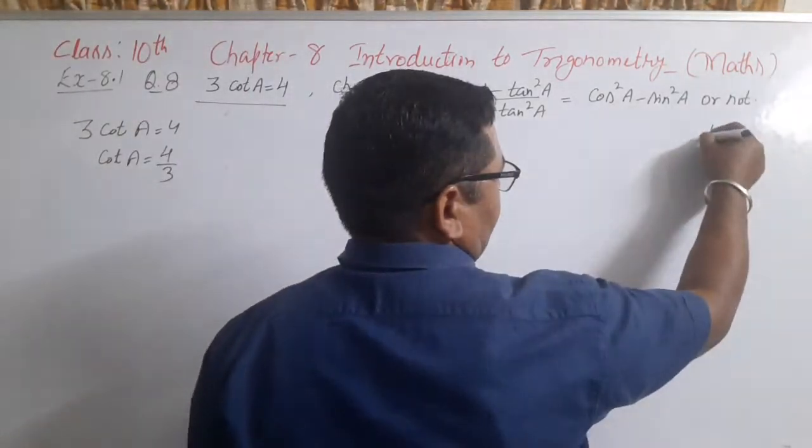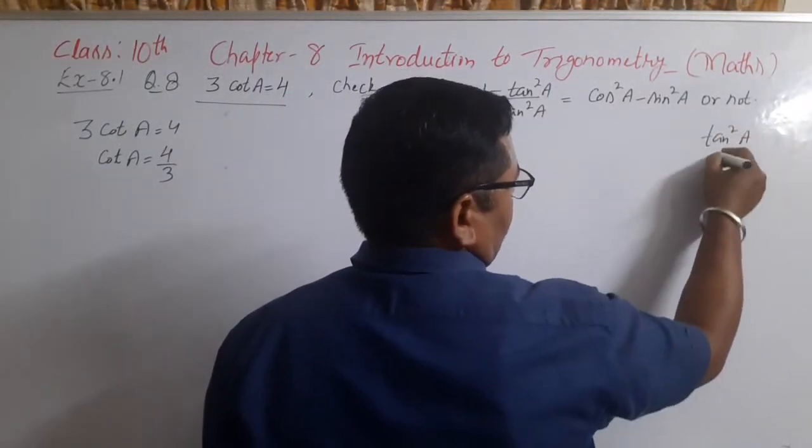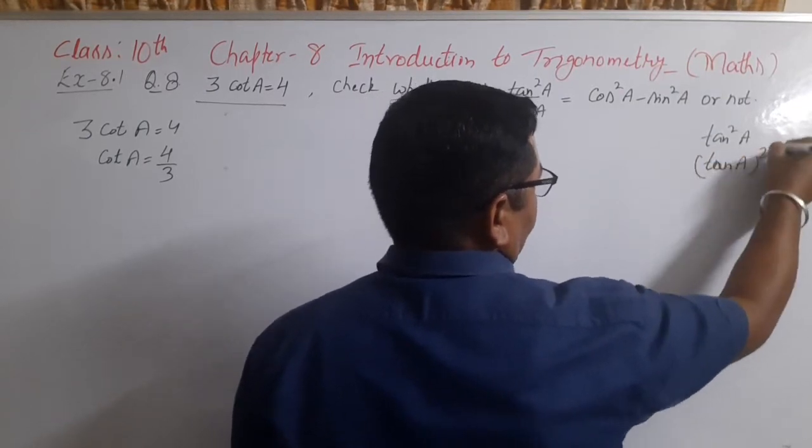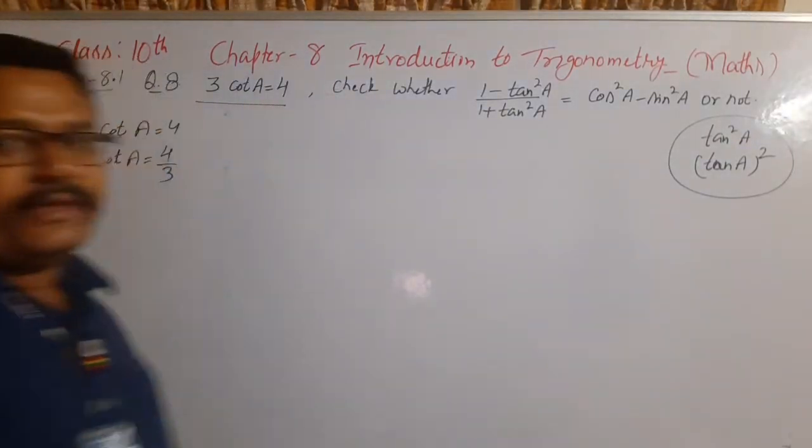tan square A का मतलब होता है tan A की जो वैल्यू है उसका स्क्वायर. Both expressions are same.